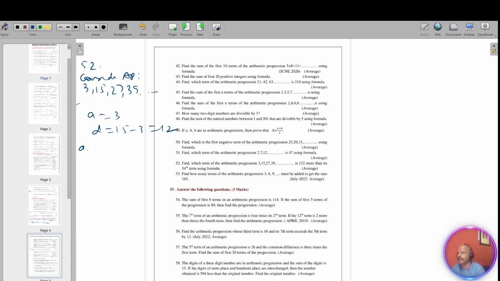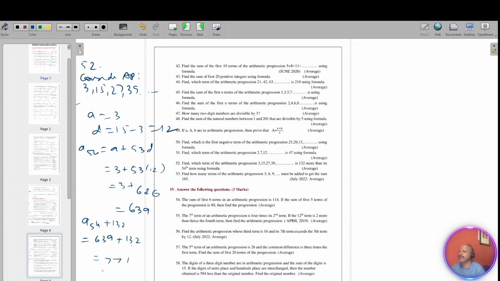Means first you find the 54th term. A plus 53D. A is 3 plus 53 of 12. 12 times 3 is 36, 12 times 50 is 600, so 636 plus 3, 639. So now A54 plus 132 gives how much? 639 plus 132 gives 771.